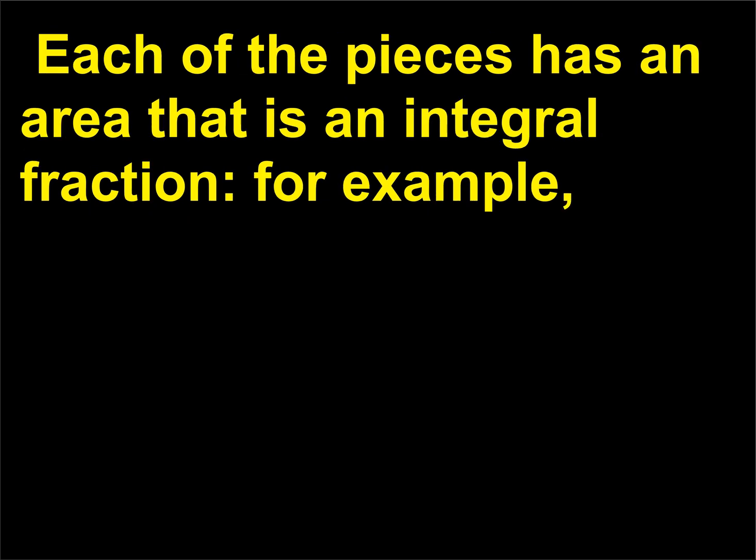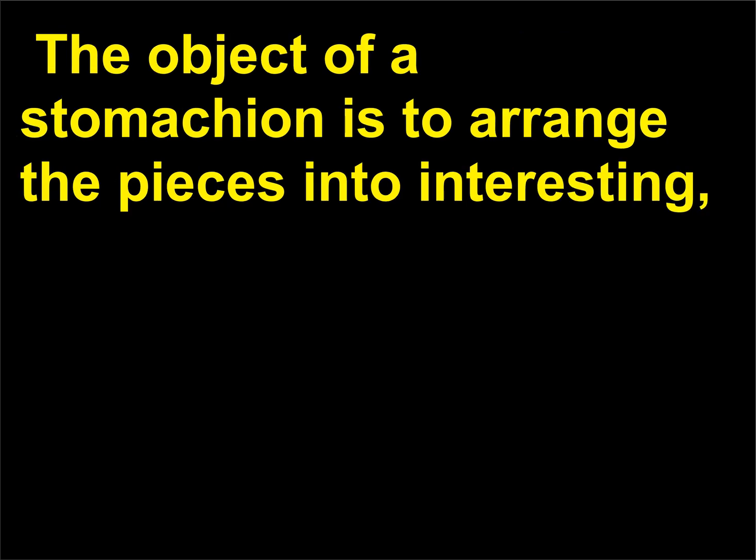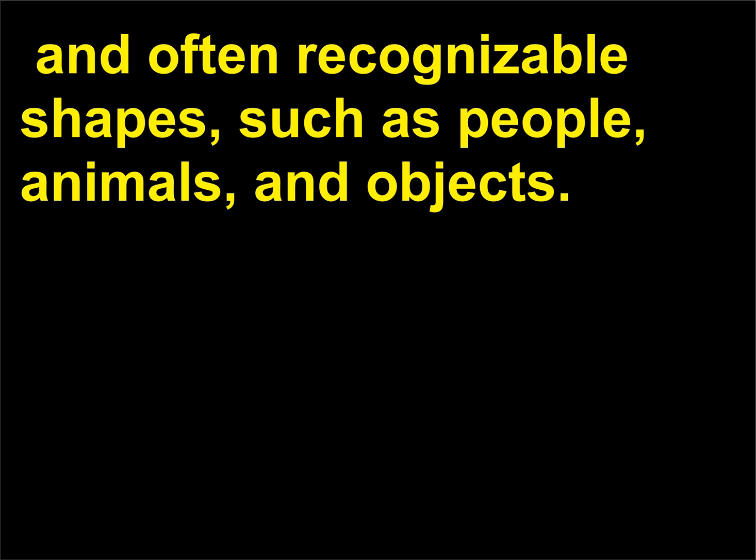Each of the pieces has an area that is an integral fraction, for example, 24, 12, 9, 6, or 3, of the total area of the square, which is 144 units. The object of a stomachion is to arrange the pieces into interesting and often recognizable shapes, such as people, animals, and objects.